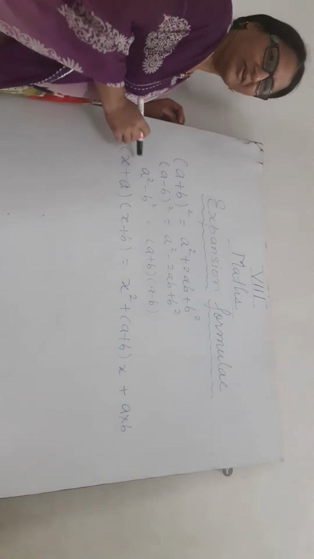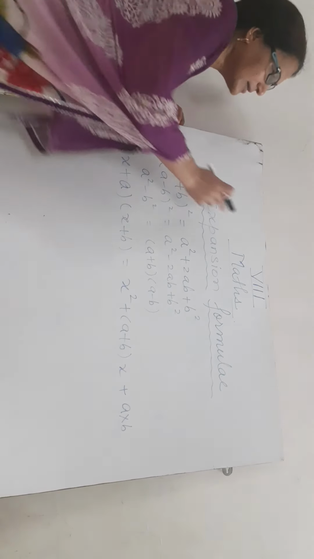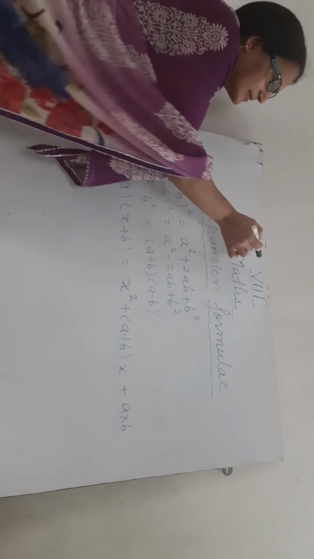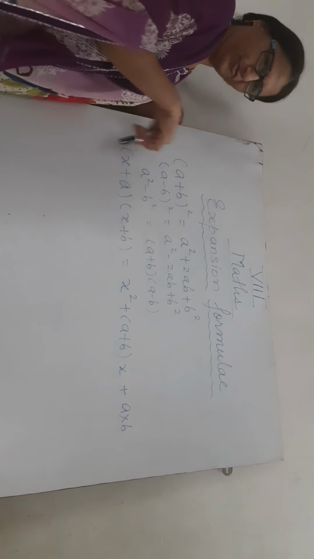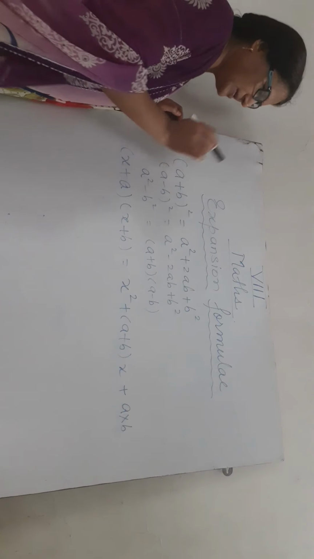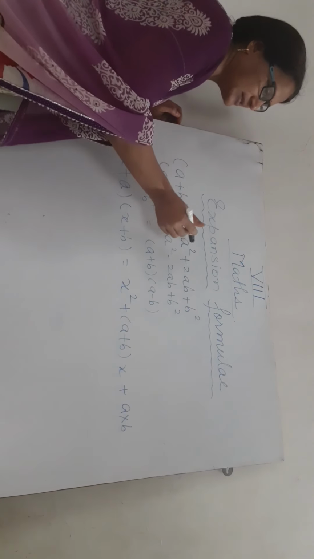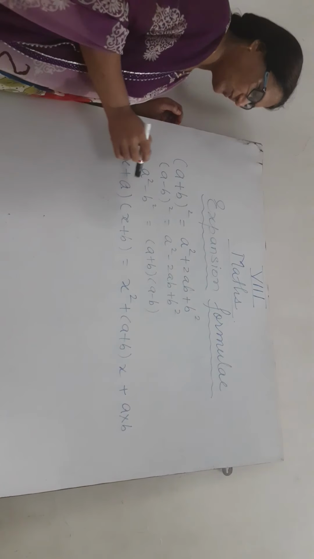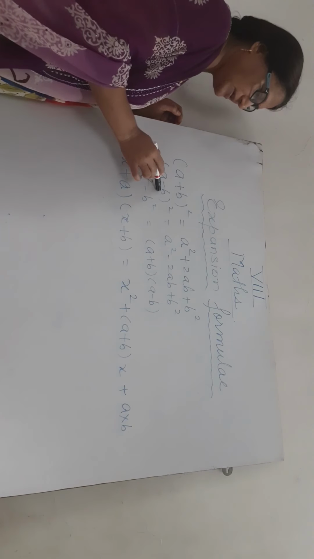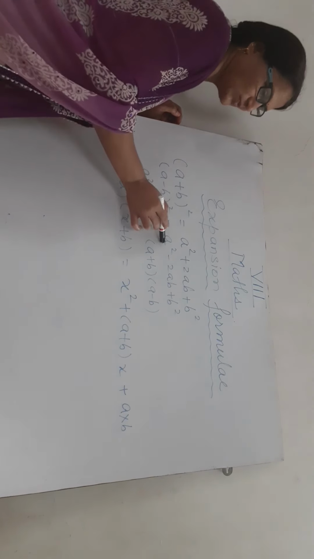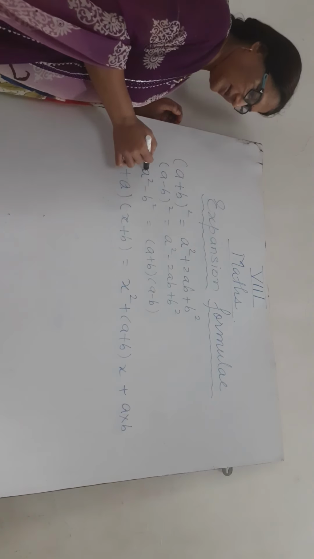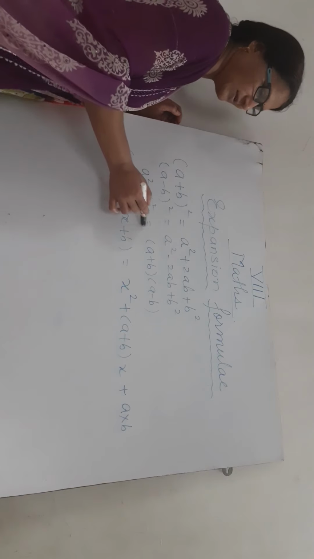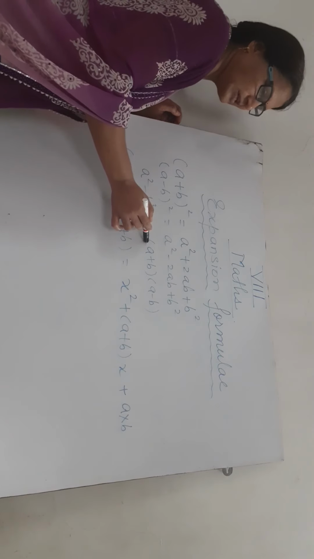Everyone, welcome again. This is class 7 and 8 maths expansion formula part 2. Before that we learned (a plus b) whole square expansion is a square plus twice ab plus b square. Then (a minus b) whole square is equal to a square minus 2ab plus b square. Third is a square minus b square is equal to, in the first bracket, a plus b multiplied by, in the second bracket, a minus b.